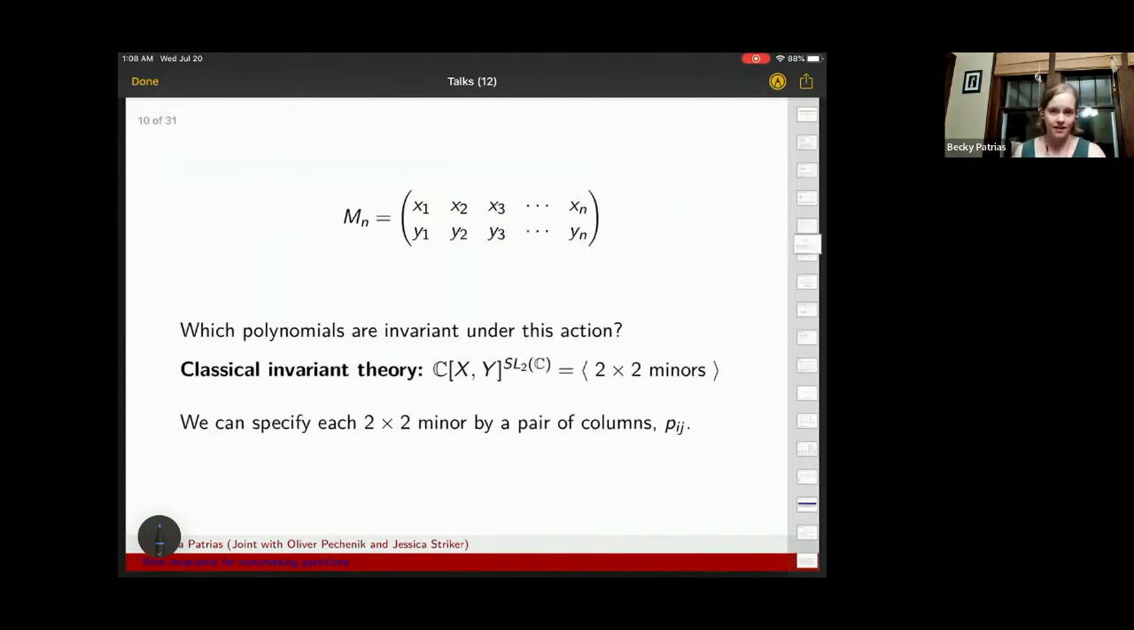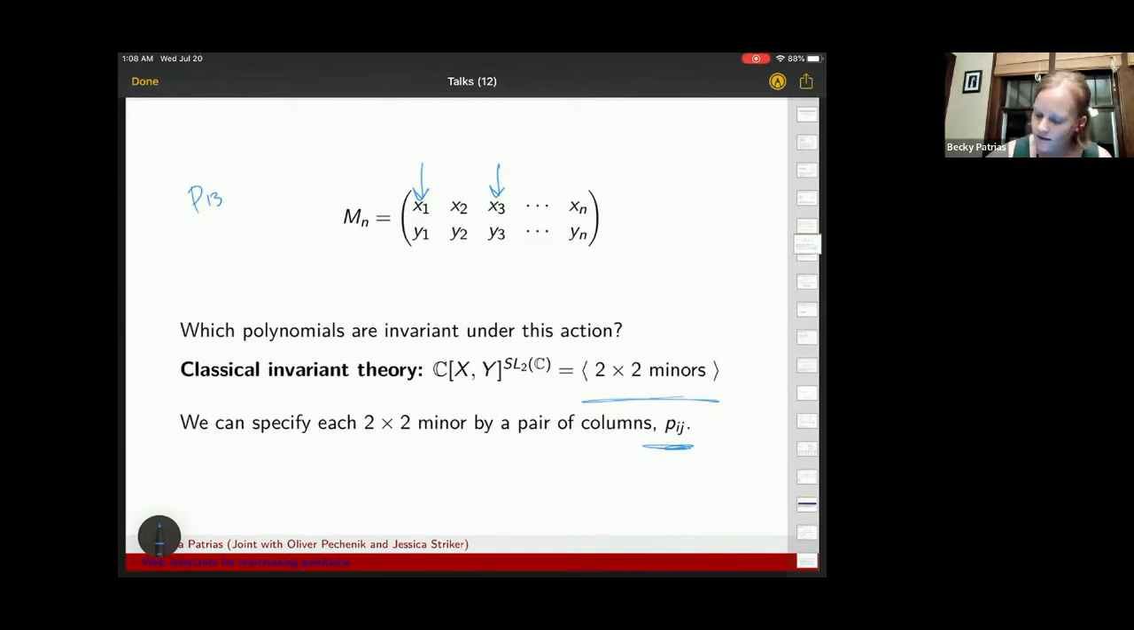And classical invariant theory will answer that question for us and tell us that the space of invariant polynomials is generated by the 2x2 minors. So this P13 we were looking at is, of course, the 2x2 minor using columns 1 and 3 in our matrix. And in general, we can specify any 2x2 minor by a Pij telling us which two columns we're using in our minor. So since these are generators for our space, we might want to think about products of our generators.